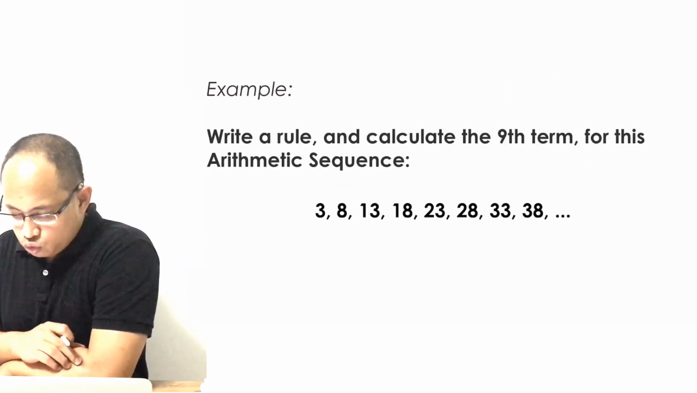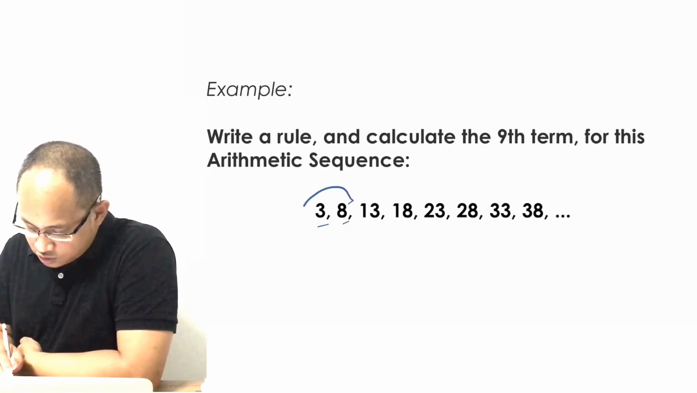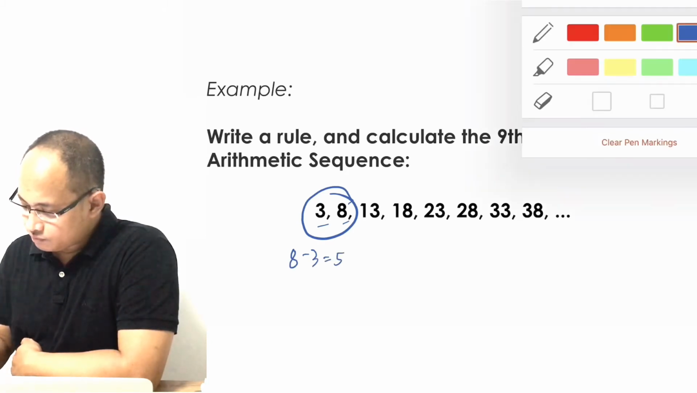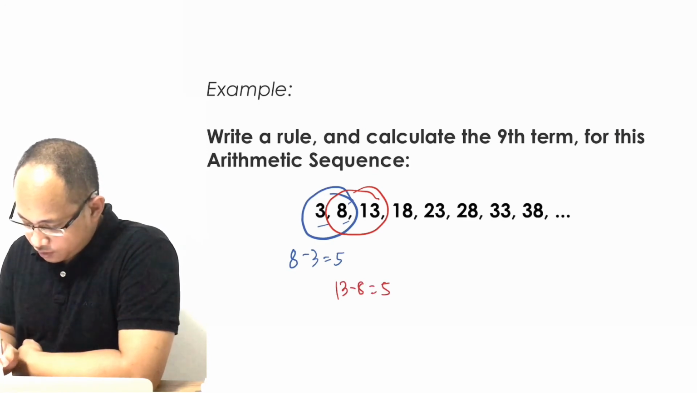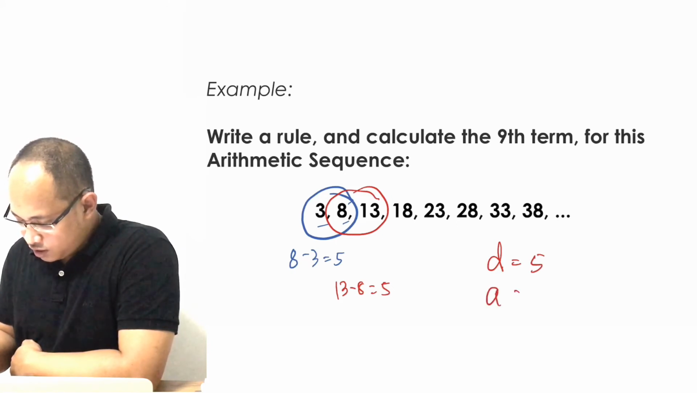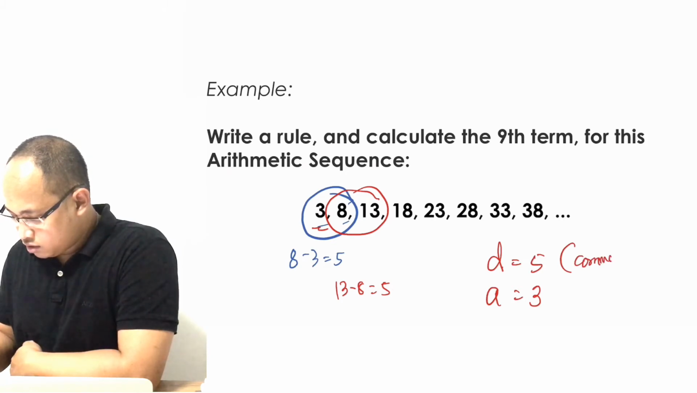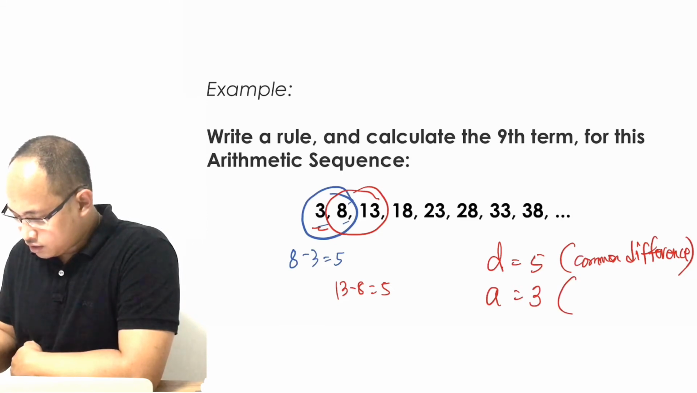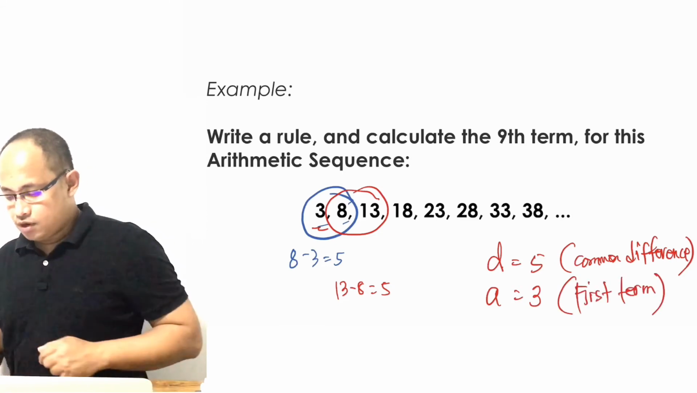Now, write a rule that calculates 3, 8. Remember this: 3, 8. If you use this here, you have 8 minus 3, which is equal to 5. Here, 13 minus 8 is equal to 5. So therefore, what is your D? The common difference is 5. What is your A? The first term. This is 3. This is the common difference, and this is the first term. Okay? Remember that.